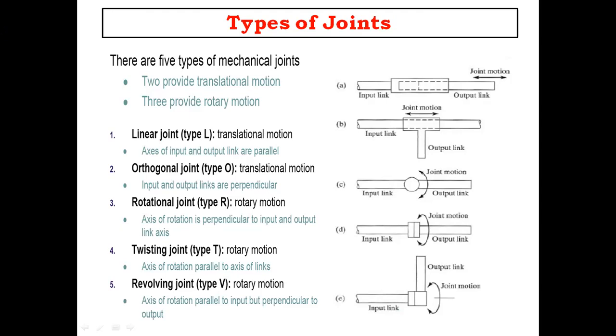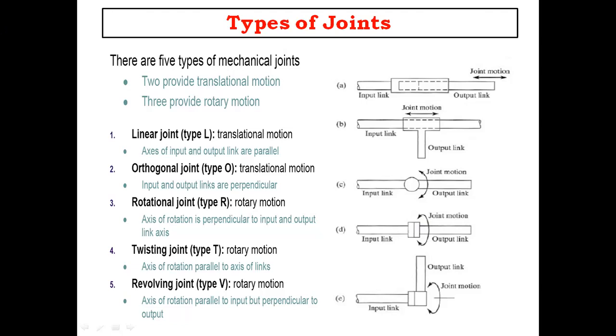Here the input and output links can be parallel or perpendicular. If they are parallel, we go for a linear joint. If they are perpendicular, it is an orthogonal joint. These are the two different things I have shown in diagrams A and B, where the input link and output link are linked in a parallel or perpendicular manner.